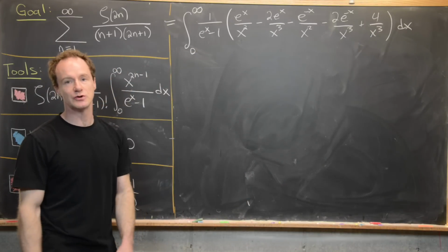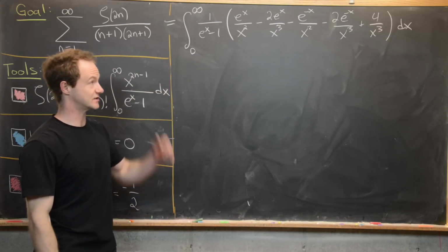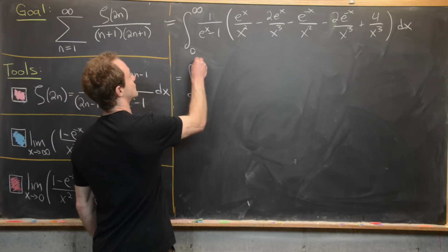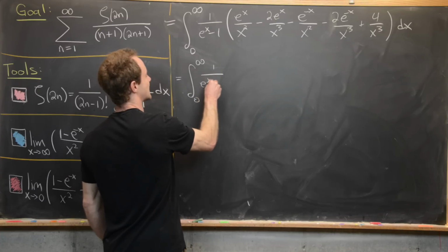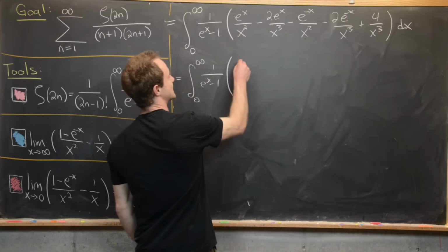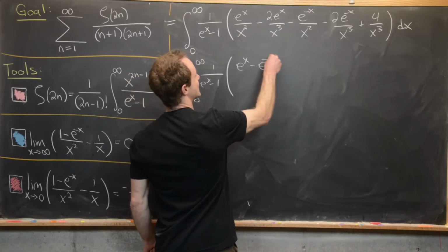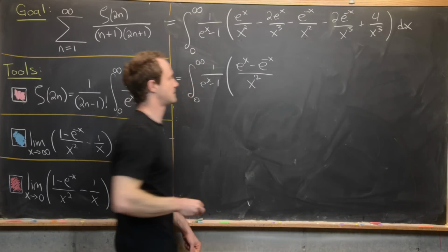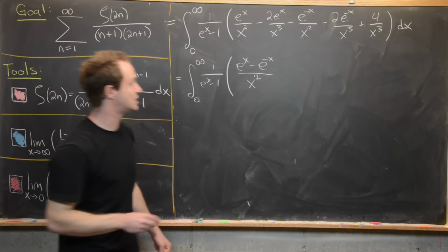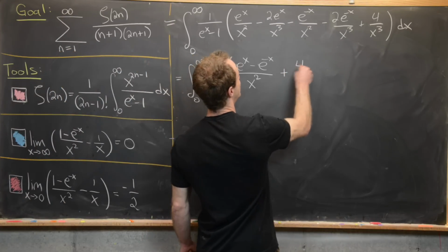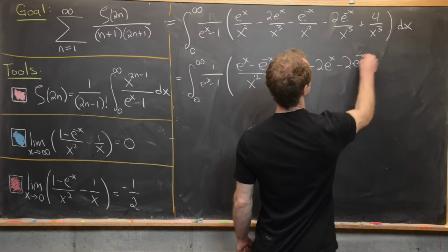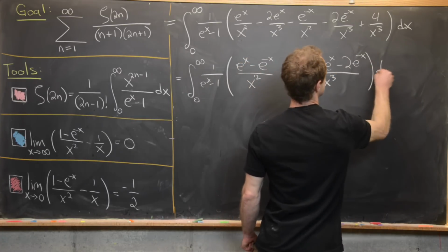So the next thing that I want to do is do some careful transformations on this integral. But before I do that, I want to kind of combine like terms. So I'm going to rewrite this as the integral from 0 to infinity, I have 1 over e to the x minus 1. Now I'm going to go ahead and put this guy together with this guy. So that's going to give me e to the x minus e to the minus x. That's all going to be over x squared. Okay, good. And I'm going to put all of the rest of the terms together, and those are all over x cubed. So notice I'm going to have plus 4 minus 2e to the x minus 2e to the minus x, and that's all over x cubed dx.